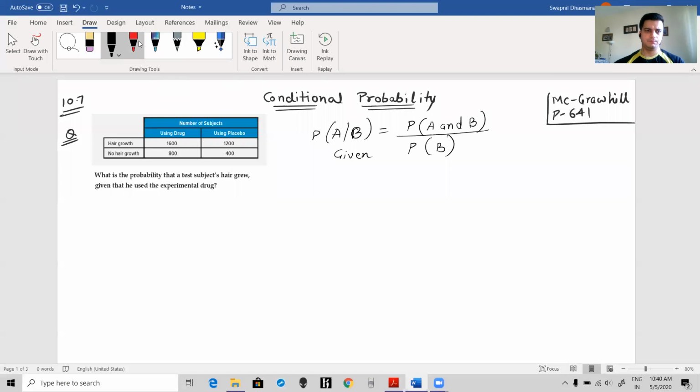See, the question is about a couple of people using a drug and a few people using a placebo, and they are waiting for their hair growth. Some of them will get hair growth, some of them will not. All the stats are given over there. I'll just add them like every other table. People who are using the drug will be the total of this, which is 1600 plus 800, that's 2400. People who are using placebo will be 1600.